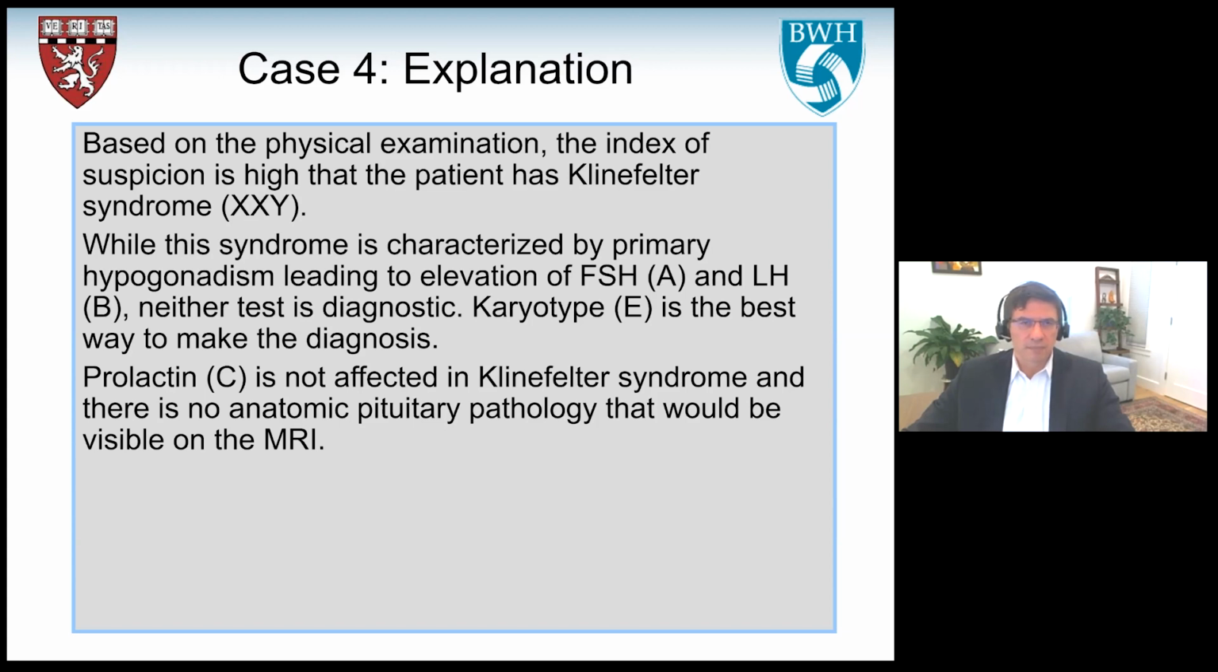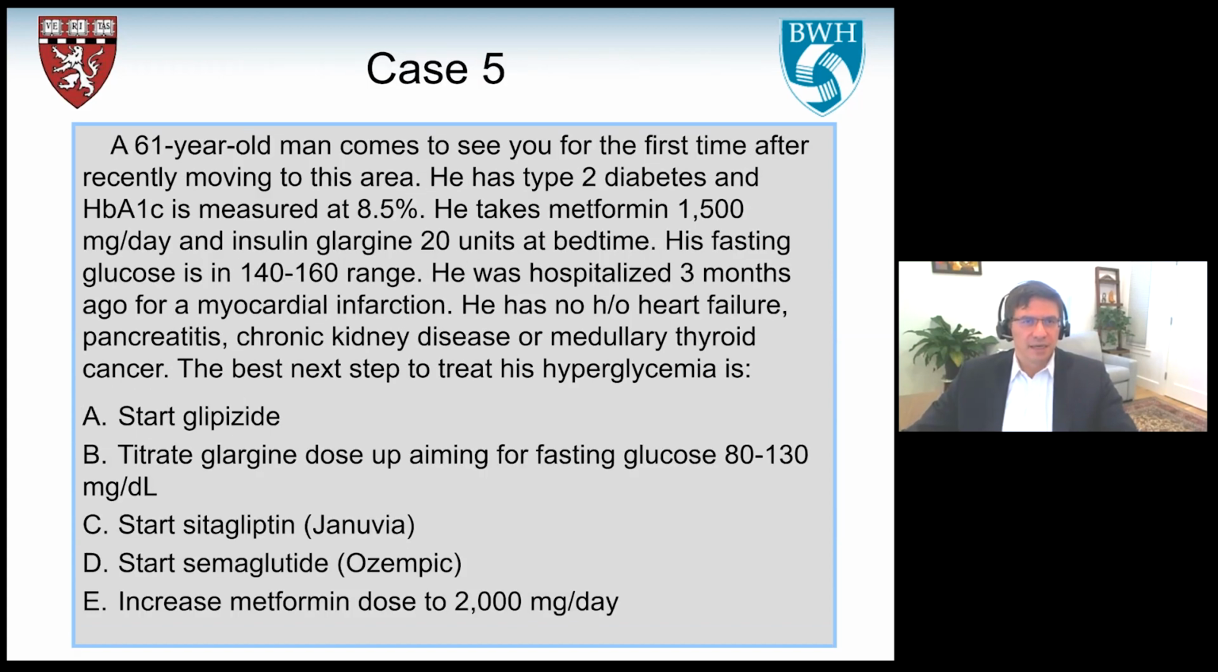So case 5, a 61-year-old man comes to see you for the first time after recently moving to this area. He has type 2 diabetes and hemoglobin A1C is measured at 8.5%. He takes metformin 1,500 milligrams per day and insulin glargine 20 units at bedtime. His fasting glucose is in the 140 to 160 range. He was hospitalized 3 months ago for myocardial infarction. He has no history of heart failure, pancreatitis, chronic kidney disease, or medullary thyroid cancer.